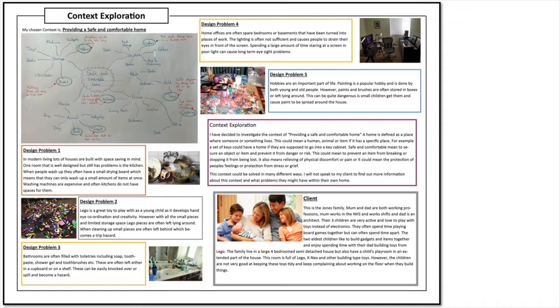So I've chosen the context of providing a safe and comfortable home. So the first thing I did is I went on the internet and I looked at what the definitions are. So for example, a home is defined as somewhere where someone lives, and safe and comfortable means secure an object, an item, prevent it from danger or risk. So that's the first thing I did. Now, based upon that, I then did a bit of a mind map. So I put my safe and comfortable in the middle. I then decided to write down my thoughts around that based upon the little bit of research I've done already on the computer, sort of looking at the definitions.